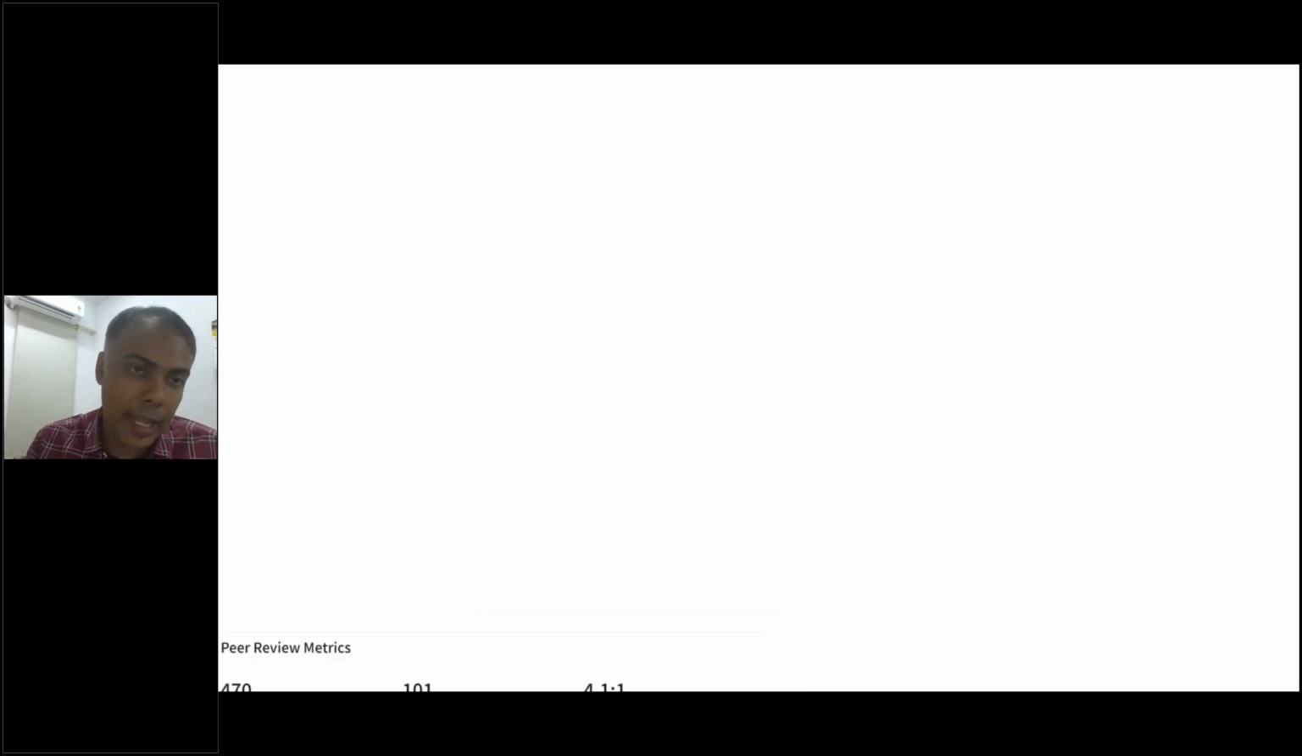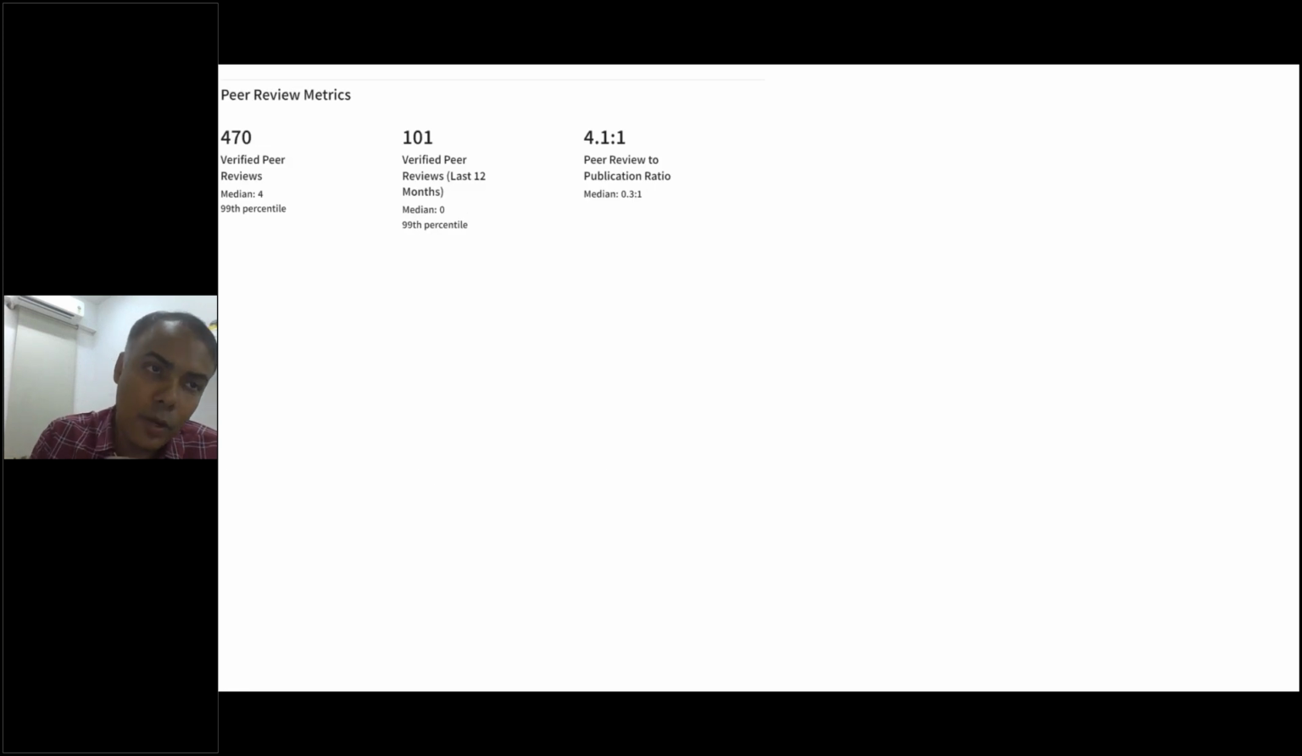Let's look at the next slide, and this is slightly more important. This is just a glimpse of what I have done, because I only have access to my profile. If I look at the top left matrix, which is the peer review matrix, and see how many papers I have reviewed in the last 12 months, I have reviewed 101 papers.